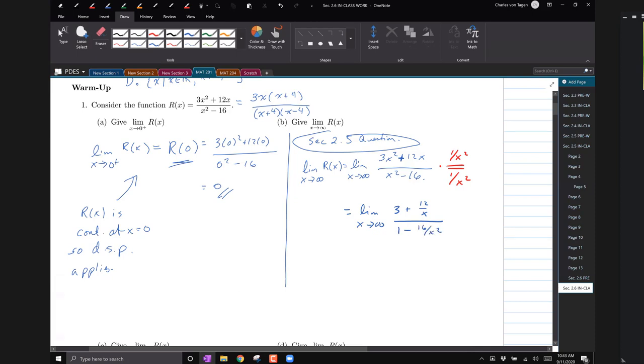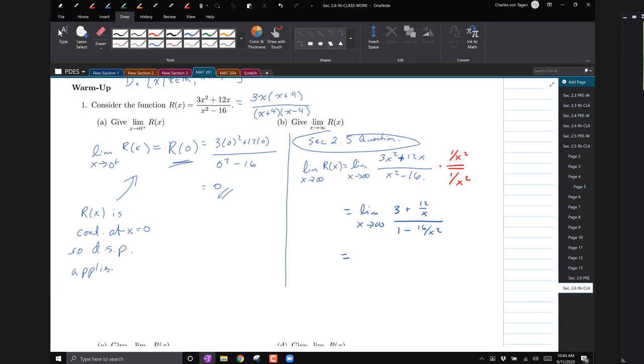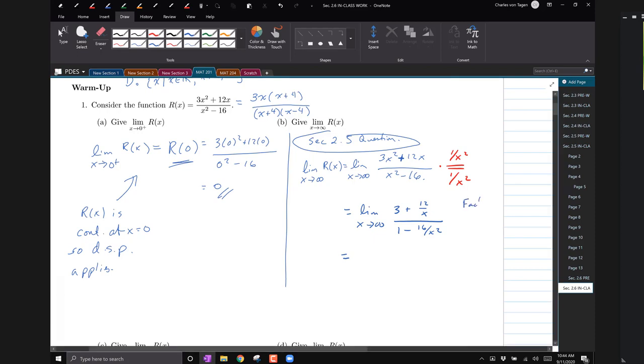Folks, if I really wanted to be pedantic, I would distribute that limit to both the numerator and the denominator, and then I would distribute it over the sums and differences. But eventually we're going to use the fact that 1 over a large positive or large negative number approaches 0.